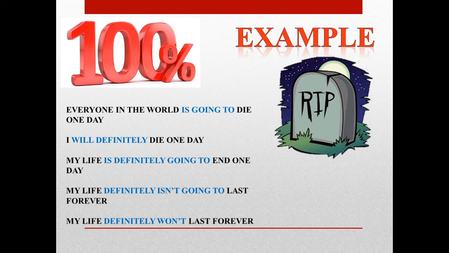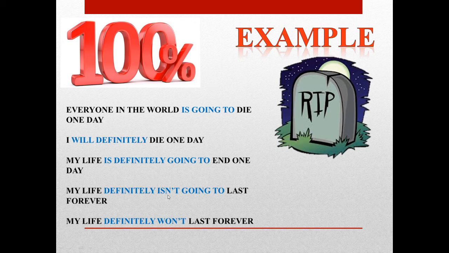So when we are sure something is going to happen, we can use definitely. And it is always going to be after will. So you can see here: My life is definitely going to end one day. Yes. My life is, then we have definitely, and then going to, and then the rest of the sentence.